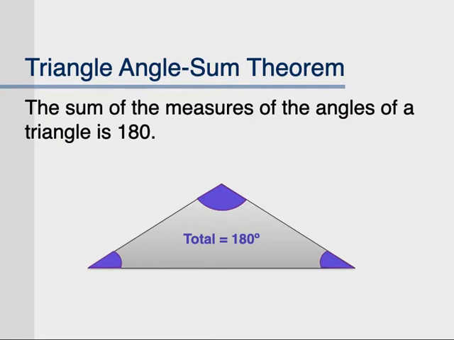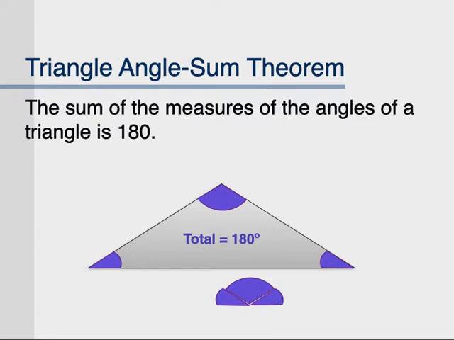Here's a quick visual demonstration of why that works. If I take each of those corners and I drag them together, including the top one, I just flipped the top one upside down. Together, they make a straight line. And that's true with any triangle. If I cut off the corners and put them together, they'll always make a straight line when I face the corners towards each other.